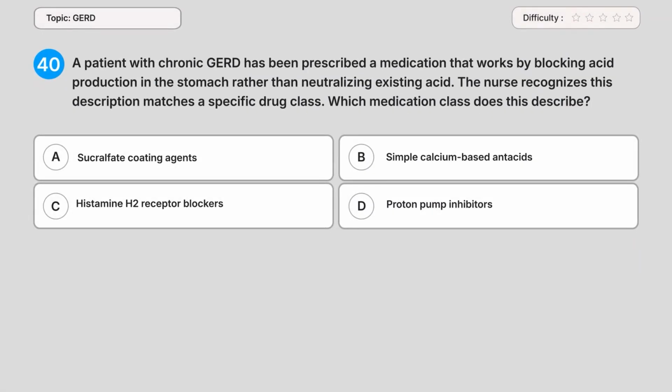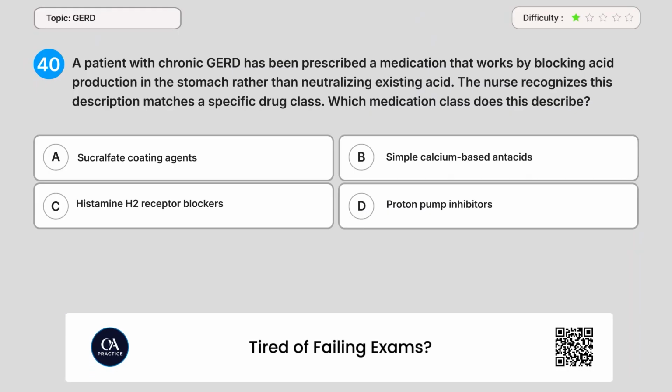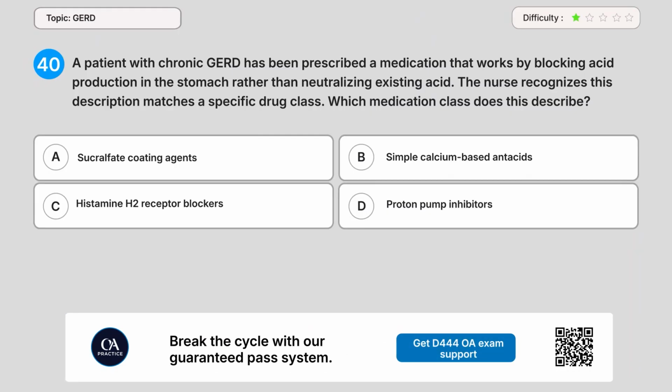Question 40. A patient with chronic GERD has been prescribed a medication that works by blocking acid production in the stomach rather than neutralizing existing acid. The nurse recognizes this description, matches a specific drug class. Which medication class does this describe?